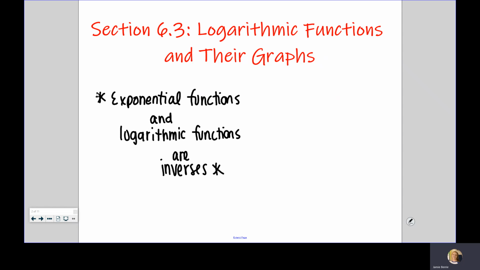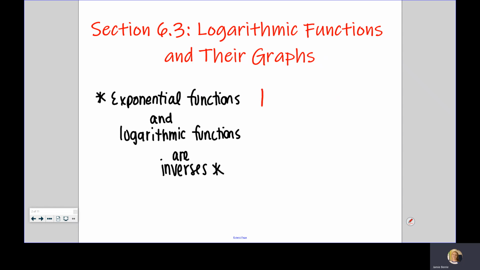You all remember we learned about inverses not too long ago. So if you have an exponential function and you need to find its inverse, that inverse will always be a logarithmic function, and vice versa. Logarithmic functions arise from exponential functions that are too complicated for us to solve in our head.